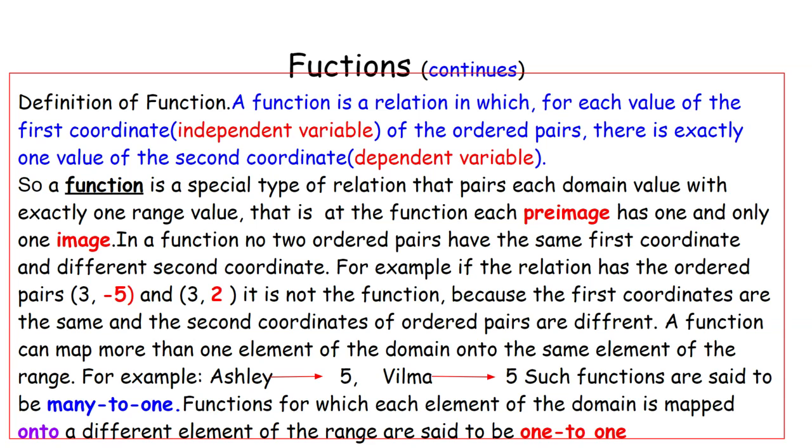For example, if the relation has the ordered pairs (3, -5) and (3, 2), it is not a function, because the first coordinates are the same and the second coordinates of the ordered pairs are different. A function can map more than one element of the domain onto the same element of the range. For example, Ashley corresponds to 5, Vilma corresponds to 5. Such functions are said to be many-to-one. Functions for which each element of the domain is mapped onto a different element of the range are said to be one-to-one.